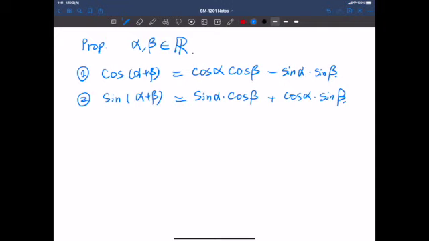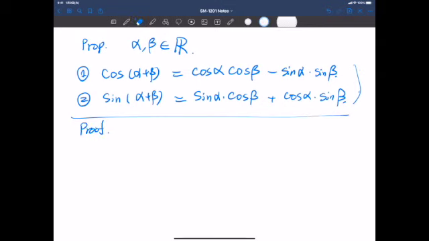So these are famous formulas for cosine and sine. If you can remember this, then it's fine, but eventually you will forget. But no worry. If you understand how we defined sine and cosine, then it's very easy to prove or derive this formula. Okay. So let's prove this.